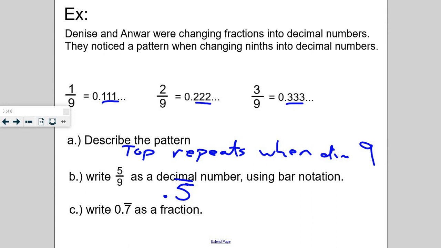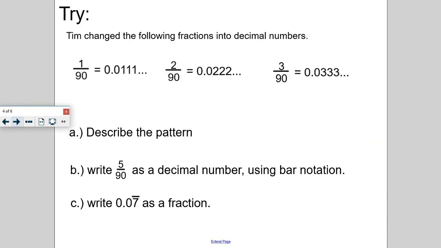Write 0.7 repeating as a fraction. Going backwards, we know that every repeating number is the number over 9. That's how we can write it. So we can take 7 and write it over 9 because 7 is the number that repeats. So using patterns, we can figure that out.